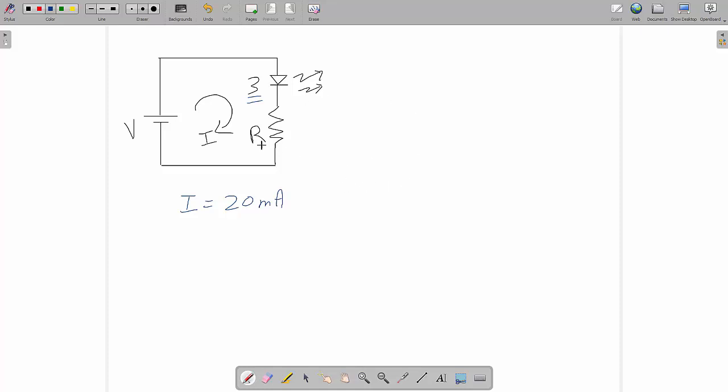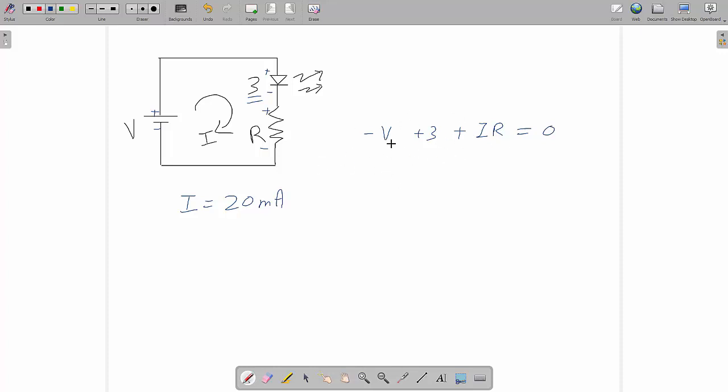So now if I apply the KVL, and if I just mark the polarities, this will be nothing but minus V, then plus 3, plus IR is equal to 0, right? So I've just applied KVL.